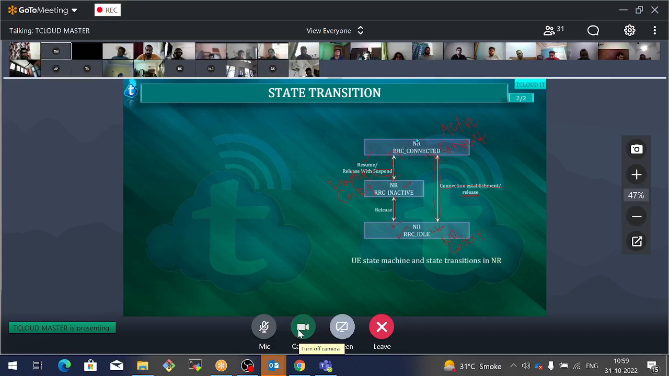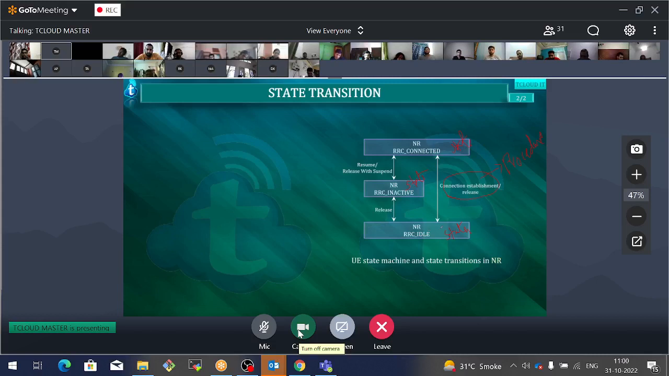So, three states and transitions. Remember here, one important point. These boxes are called states. If you want to move the mobile equipment from one state to the other state, some procedures will have to take place. These are called procedures that are taking place between the mobile equipment and the GNodeB.